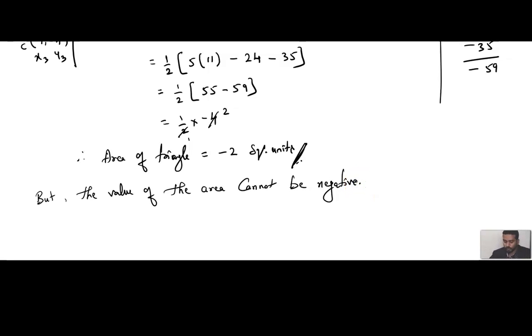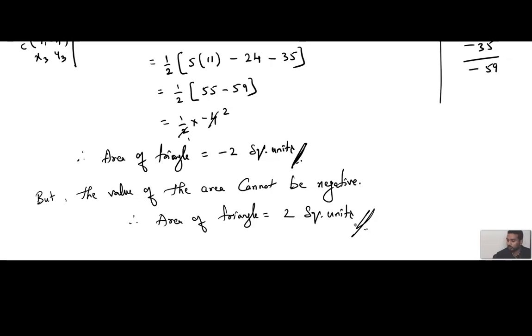So what we do here, we have to consider, we got a negative answer, but still we have to write a positive answer. Therefore, area of triangle, our final answer is plus 2 square units. If you get negative also, you are supposed to write the positive value. You can just change it as plus 2.